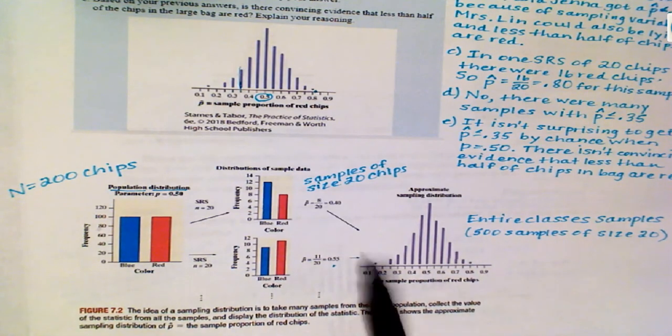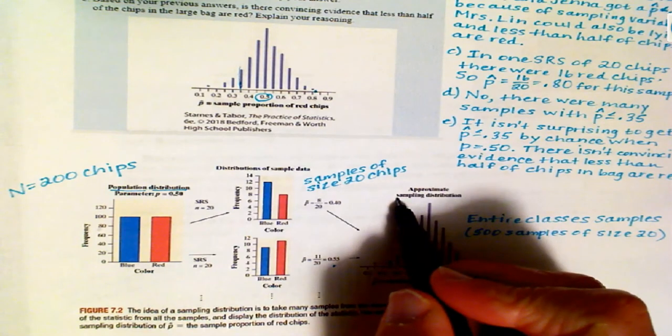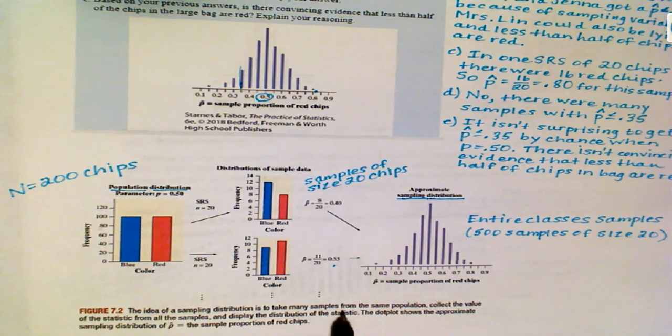So this was the 500 samples. So this is actually a sampling, or it says approximate sampling distribution. Okay, so when you take all your samples and you illustrate that data, then you have a sampling distribution. So the idea of a sampling distribution is to take many, many samples from the same population, collect the value of the statistic from all the samples, and display the distribution of the statistic. The dot plot shows the approximate sampling distribution of p hat, the sample proportion of red chips.